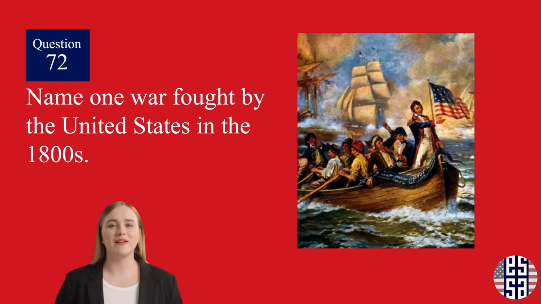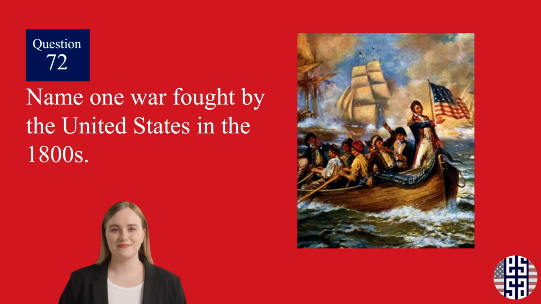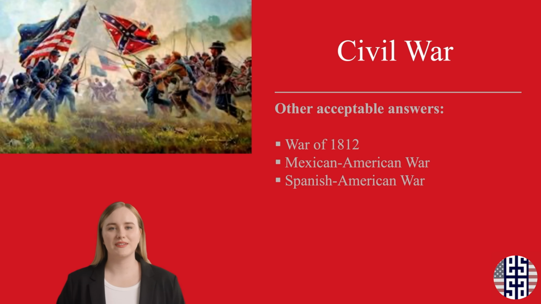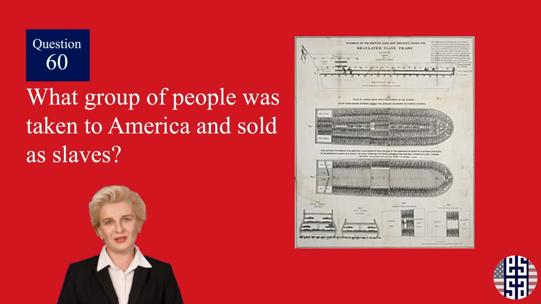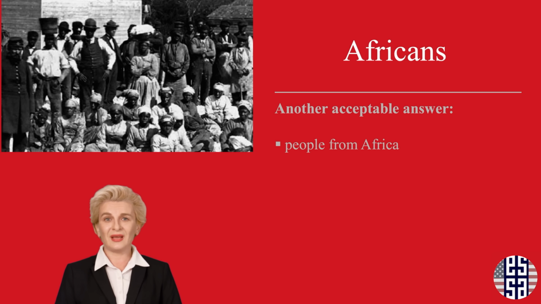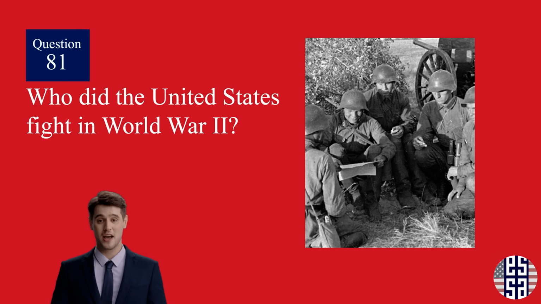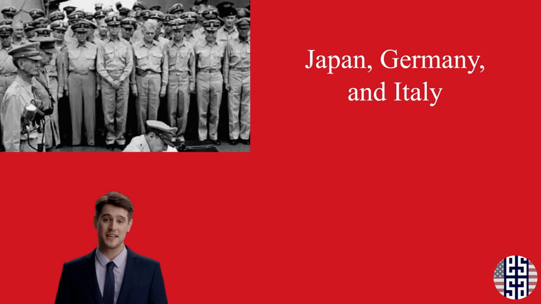Name one war fought by the United States in the 1800s. The Civil War. Other acceptable answers are: the War of 1812, the Mexican-American War, and the Spanish-American War. But it is easiest just to remember, the Civil War. What group of people was taken to America and sold as slaves? Africans, or people from Africa? Who did the United States fight in World War II? Japan, Germany, and Italy.